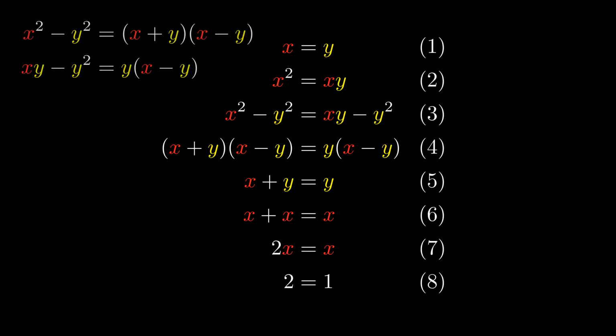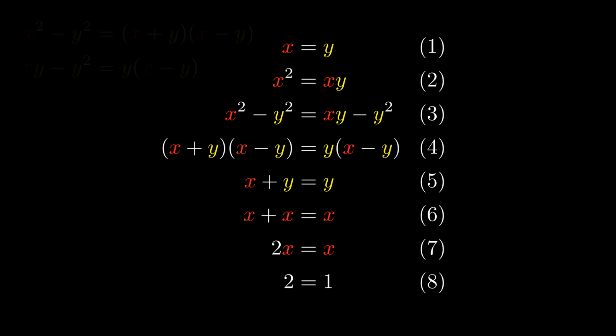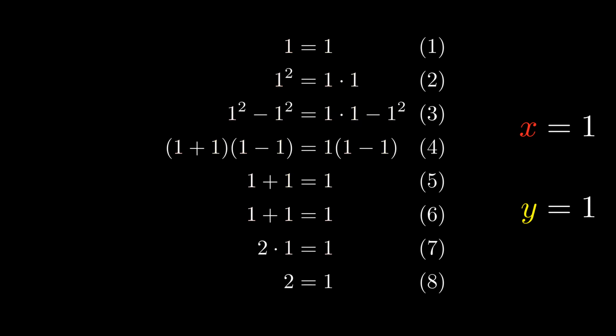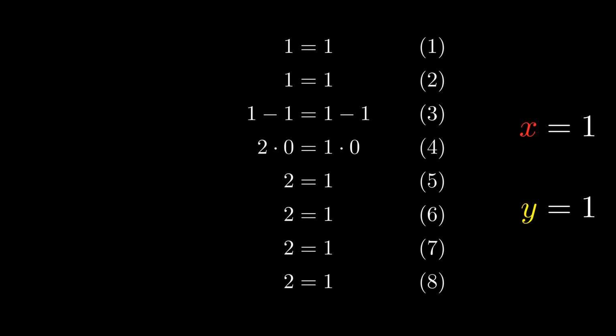However, the formulas we used for factoring are always valid. It couldn't have been the factoring. Every step seems to be a valid algebraic step, so where could the problem be? Let's try to make things less abstract. Where does this proof fail if x and y are equal to 1? So with this example, we see that it breaks on equation 5, not equation 4.